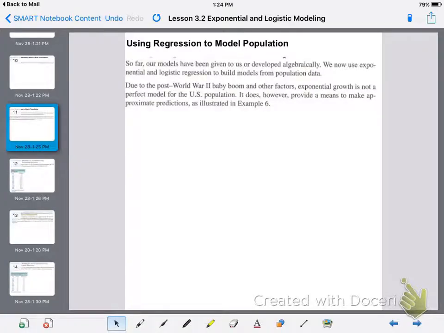Using regression. Remember our lin reg, quad reg, cubic reg, and all that stuff? Well, we can also do exponential reg. So far, our models have been given to us or developed algebraically. We now use exponential regression to build models from population data. Due to the post-World War II baby boom and other factors, exponential growth is not a perfect model for the U.S. population. It does, however, provide a means to make approximate predictions as illustrated in Example 6.